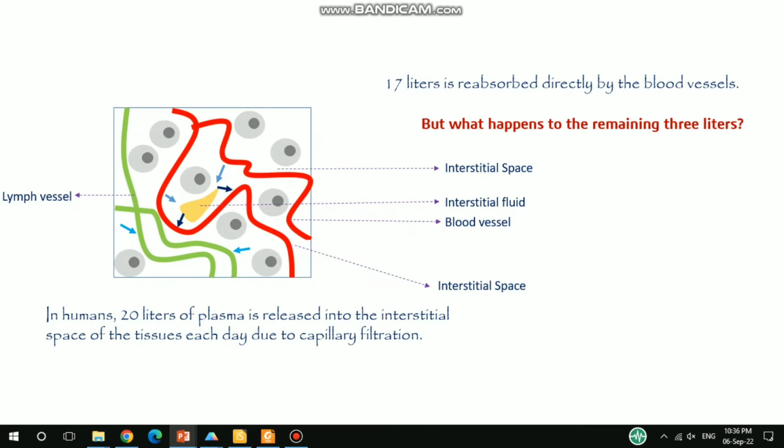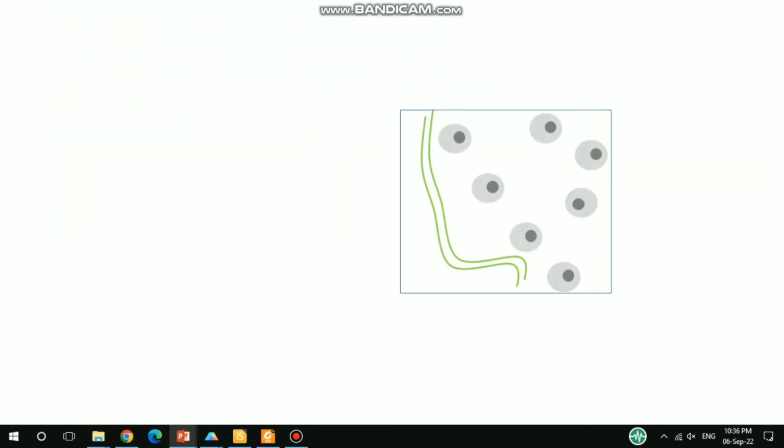Next, when the lymphatic system is damaged in some way, such as being blocked by cancer cells or destroyed by injury, the protein-rich interstitial fluid accumulates in the interstitial space. This accumulation of fluid is referred to as lymphoedema, and it may lead to serious medical consequences.